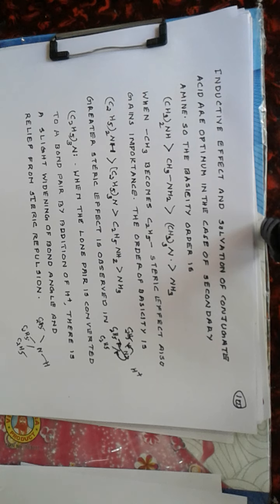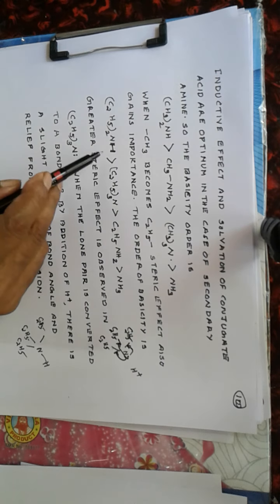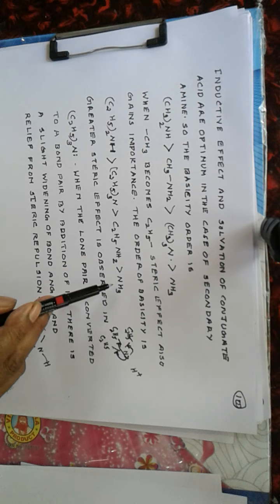So relief from steric strain is obtained when the lone pair becomes a bond pair by coordination with a proton, H positive, so that the molecule shows a higher tendency to donate its lone pair to H positive to get relief from steric strain. So triethylamine is second in basicity in the case of the series diethylamine, triethylamine, ethylamine and ammonia.